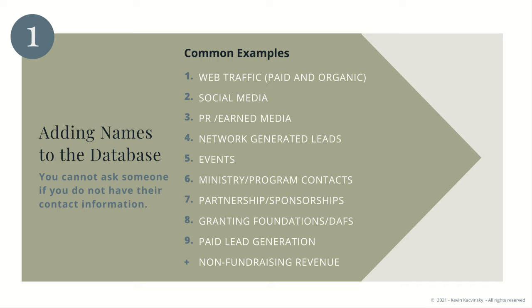So let me just give you a few examples. I'm not going to walk through every single one, but the first is web traffic. So you have paid and organic. Organic web traffic is people coming to your site and stumbling upon it. Most people will not give to an organization they just happen to stumble across. So don't spend a lot of resources thinking people are going to give by stumbling upon your website.